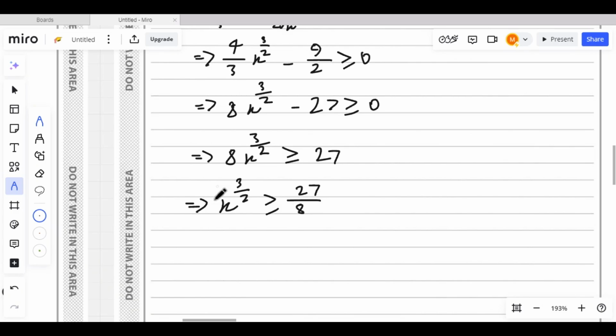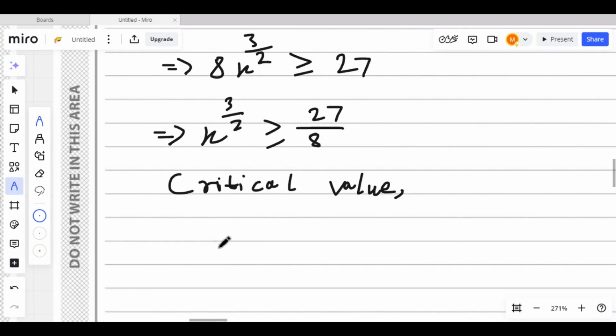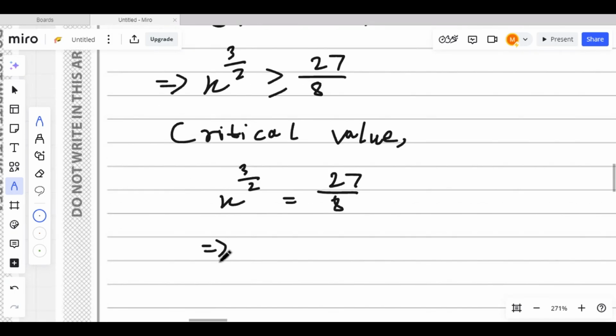Okay, so now you can consider the critical value. That should be x to the power 3 over 2 equals 27 over 8. So at first, square root both sides. x to the power 3 over 2.